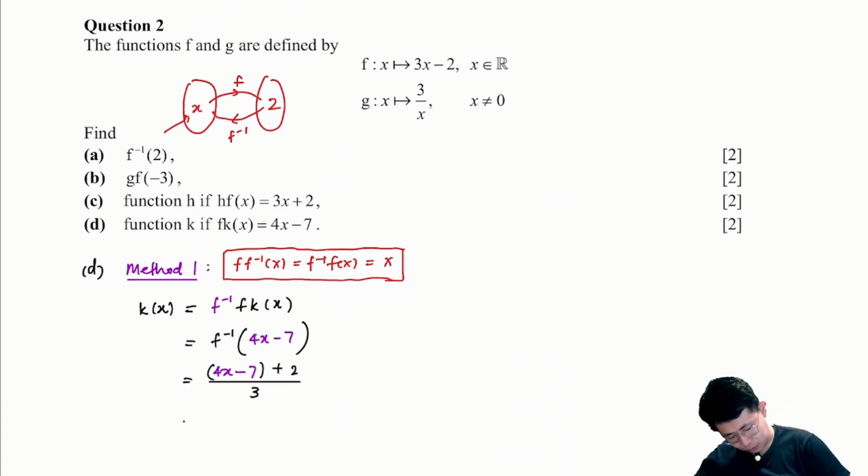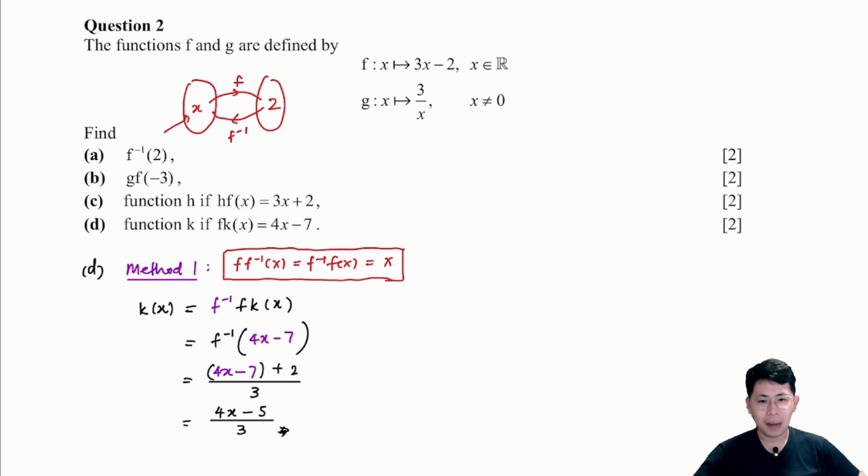Okay, so with this, k(x) will be equal to (4x minus 5) over 3. So this is the expression for part D. Seems easy enough. It's just substituting the 4x minus 7 into the f inverse. Okay, so that is method 1. Now let's go through method 2.